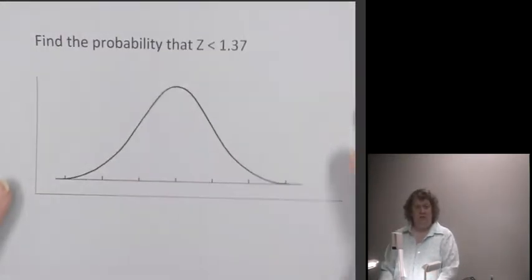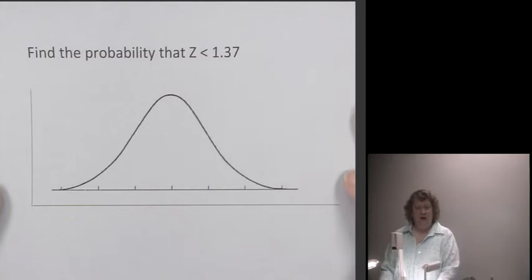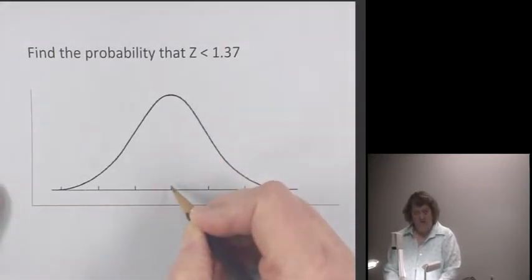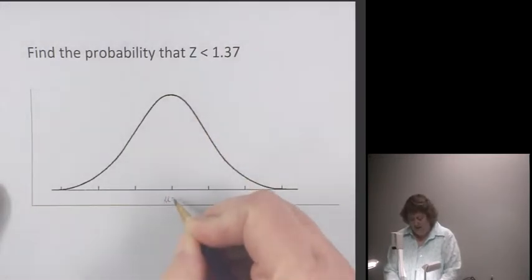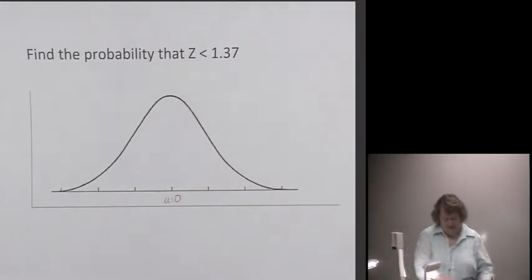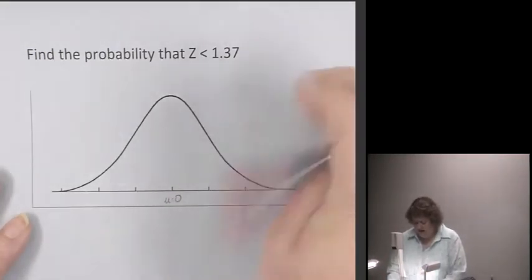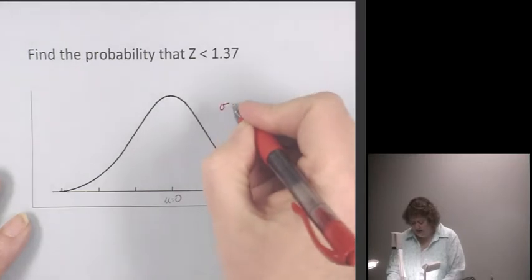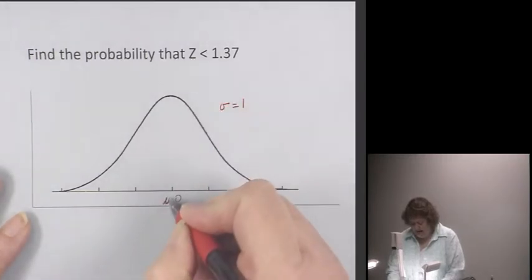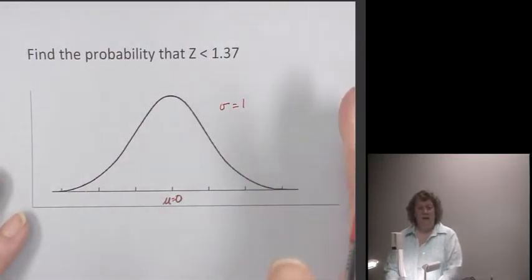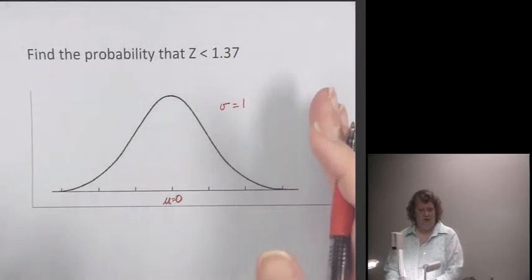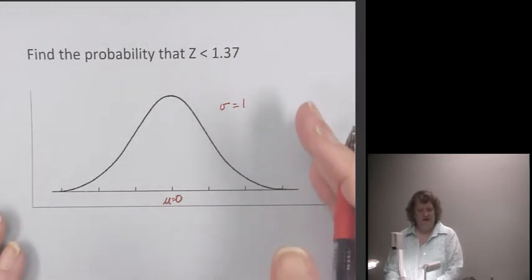We're going to start with our first problem here, and it says find the probability that z is less than 1.37. And again, remember for all of these problems in our normal curve that our mean is 0 and our standard deviation is 1. So we do not have to do anything else to the problem because anything that we're given is already a z-score. It's the standard normal where the mean is 0 and our standard deviation is 1.